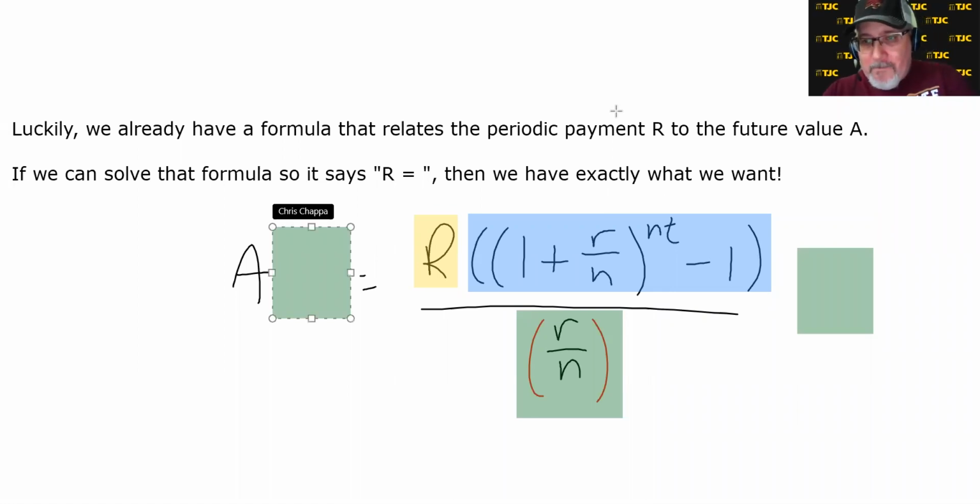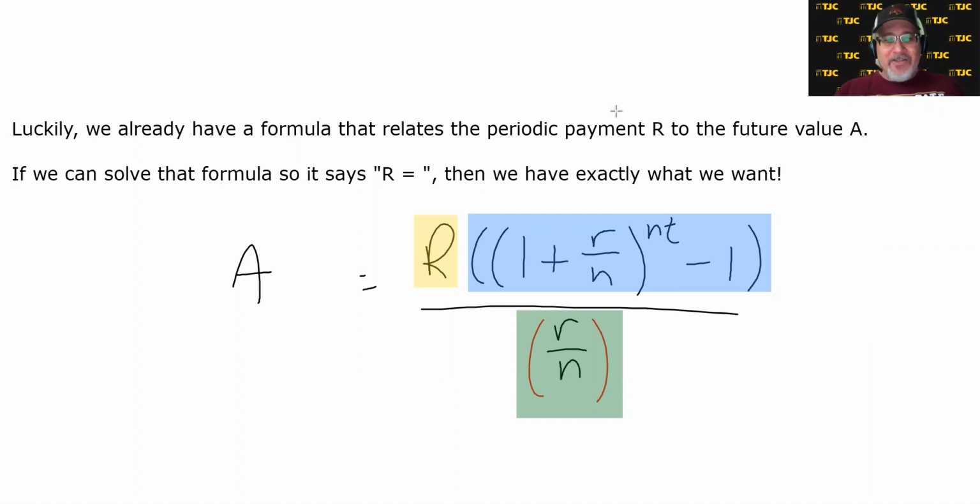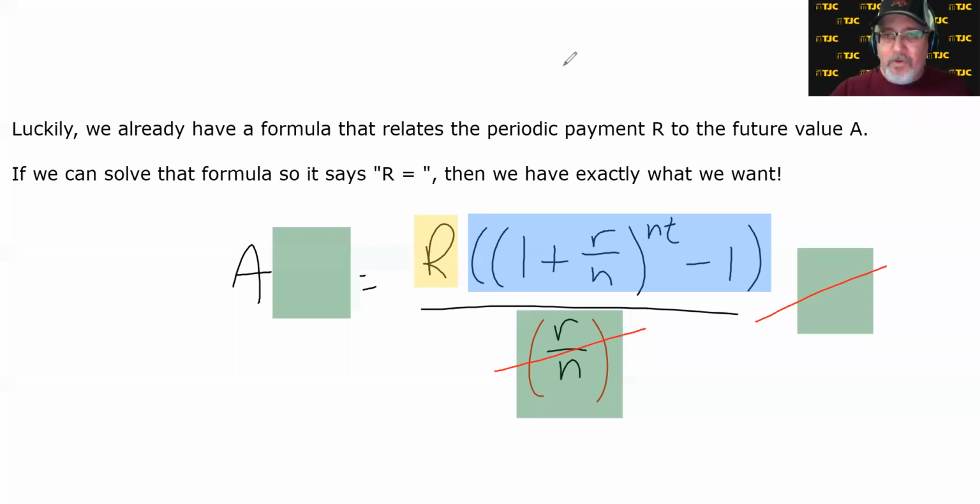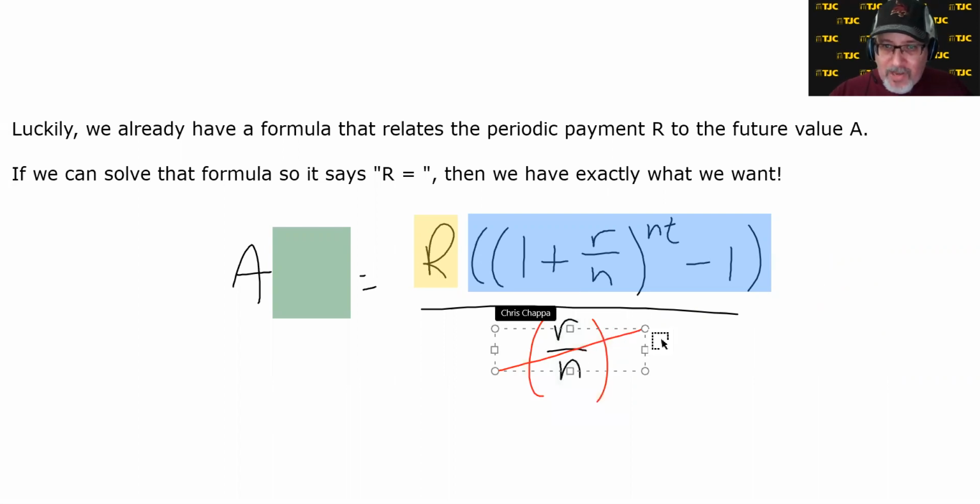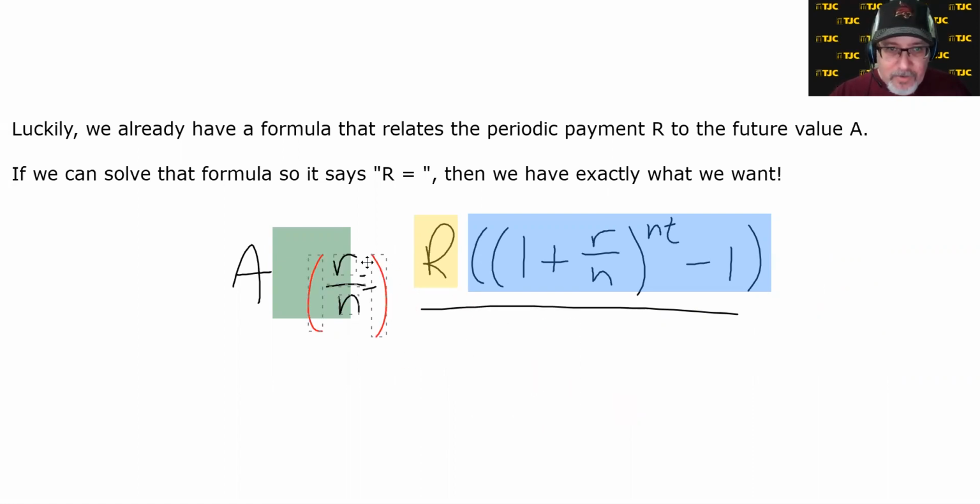So if we multiply both sides by that, then that will give us enough ammunition to go adios to you. So that would kill the green thing on the right. So let's get rid of it. But it would make it show up on the left. So I'm going to capture all this and just put it over here.